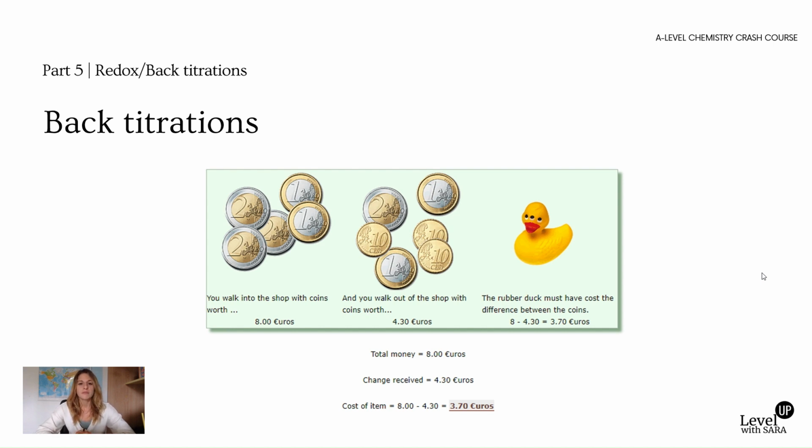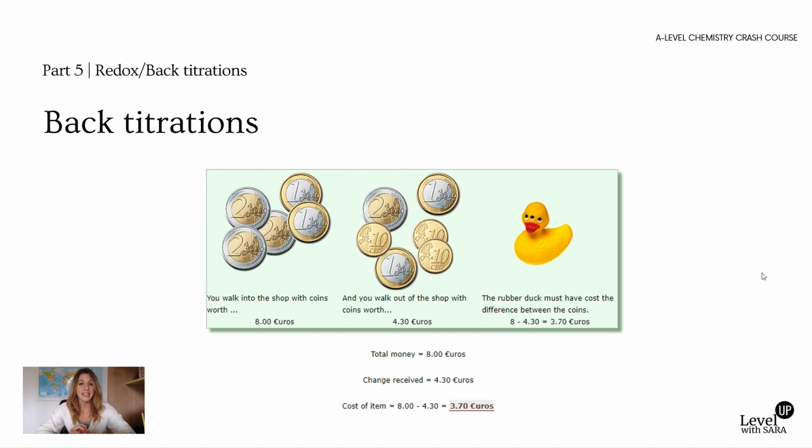So look at this example. This is the example that made it really click for me years ago, thanks to IB chemistry notes, how to do the calculations with back titrations. You walk in the shop with coins worth €8. You walk out of the shop with €430. You bought a rubber duck. How much was this rubber duck? It was the difference between them.